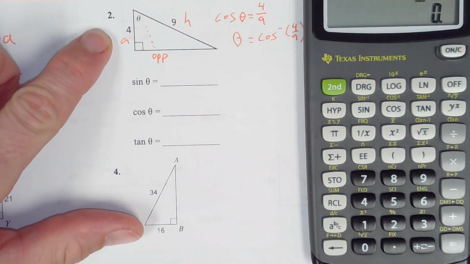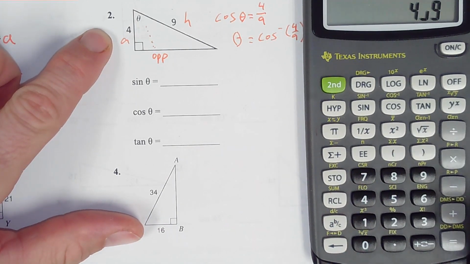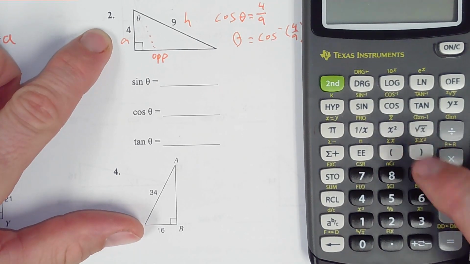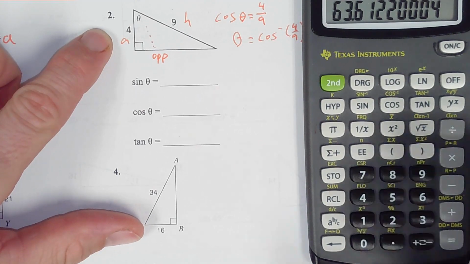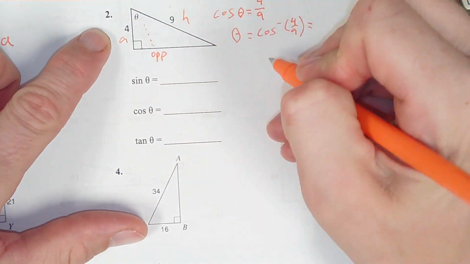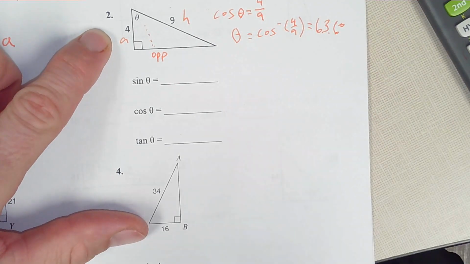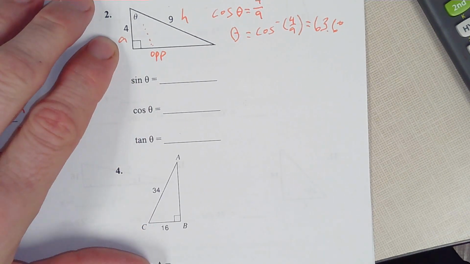So I do 4/9, and I do the second function. I press this little arc cosine button, and I know that this angle is 63.6 degrees. So theta equals 63.6 degrees.